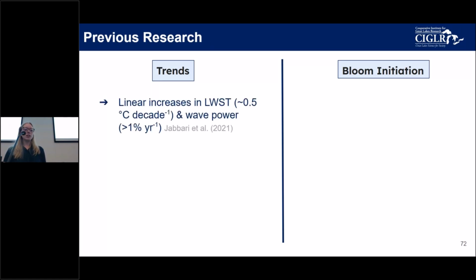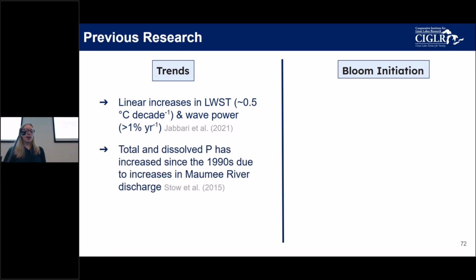There have been linear increases in lake water surface temperature of about 0.5 degrees Celsius per decade and about 1% per year for wave power. And, as of 2015, total and dissolved phosphorus has increased since the 1990s due to increases in Maumee River discharge.